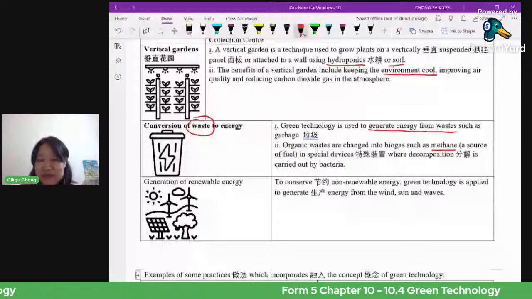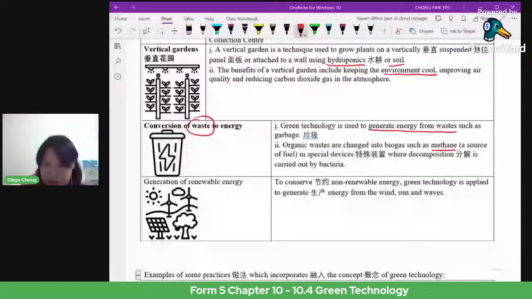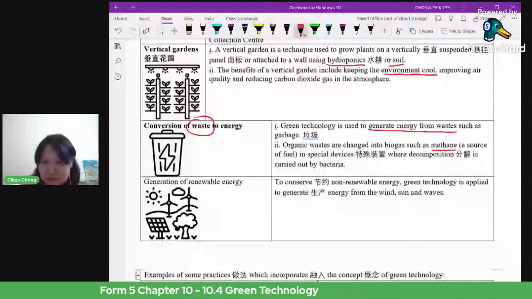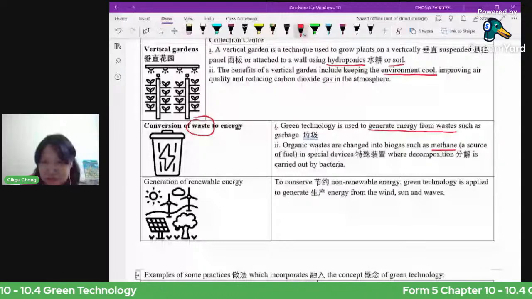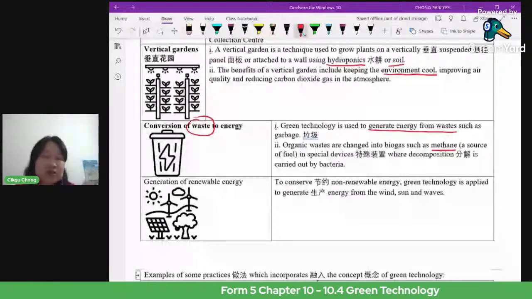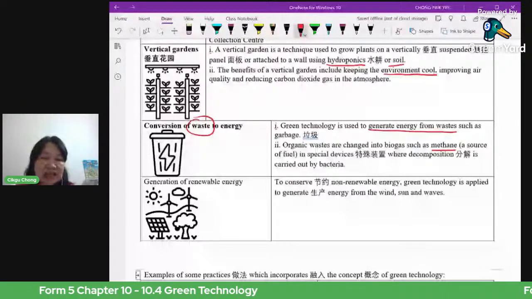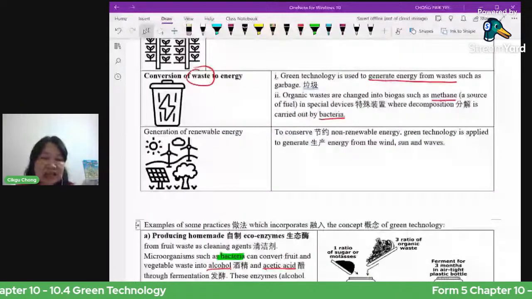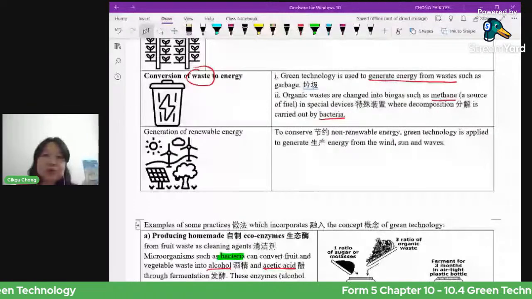Decomposition is carried out by bacteria, so you get bacteria into your waste. The disadvantage of bringing all this out is that it is going to be smelly. We can't help it. After the process is done, you will have something you can put in your garden as natural fertilizer.